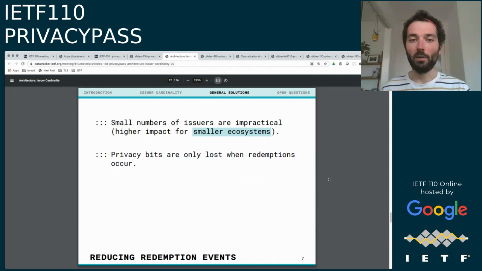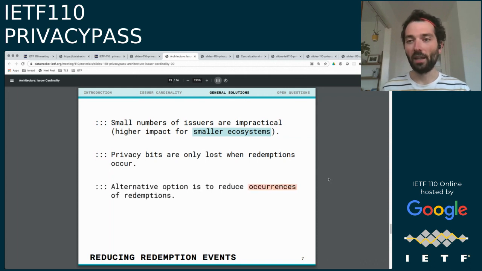One of the things we've started talking about in the document, but haven't fleshed out a concrete solution to, is moving the unlinkability dependency on the number of issuers to a different property, which can still ensure a practical ecosystem. So note that privacy bits are only lost when redemptions occur. That's important. So next slide.